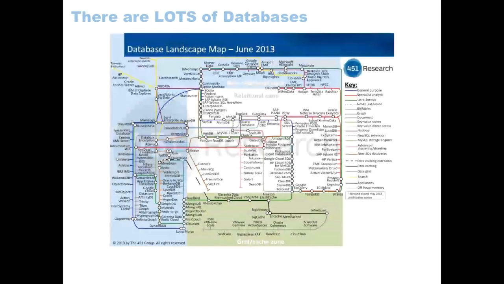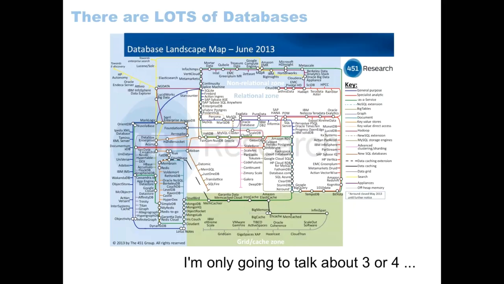So there are a lot of databases, and this is a graphic from 2013 of the database landscape, and it's changed some since then. Some of these have kind of dropped off, and some others have been added. So this is going to be a really, really long presentation. I'm only going to talk about 3 or 4 of them. Looks like the French Metro, man.